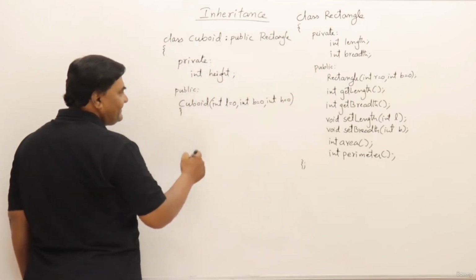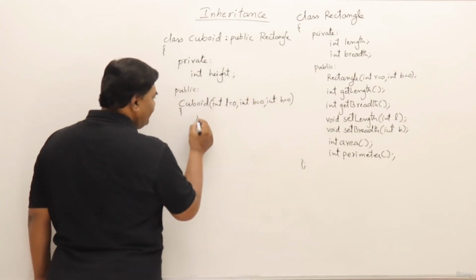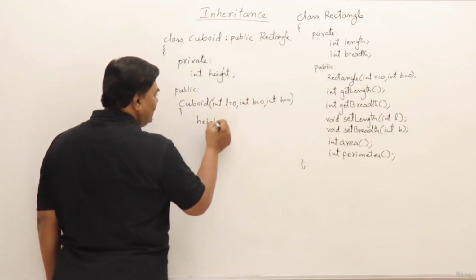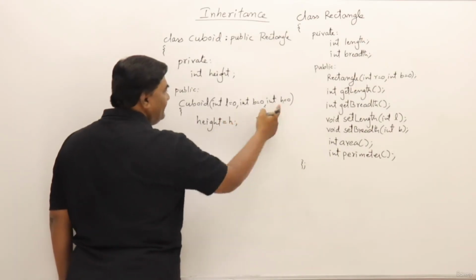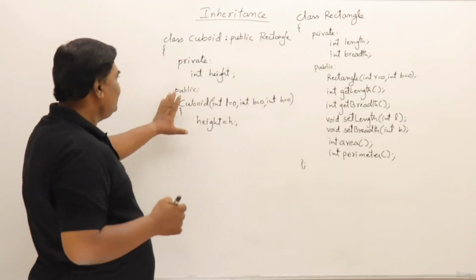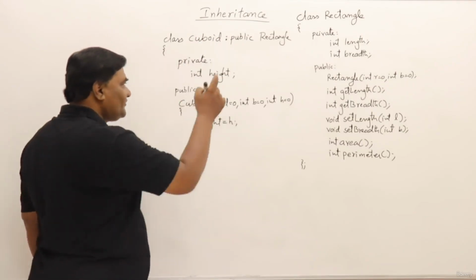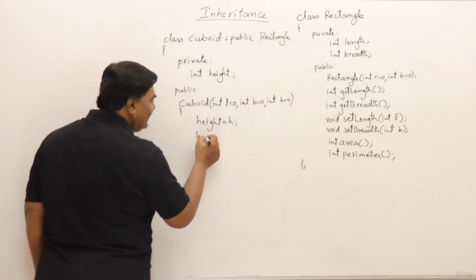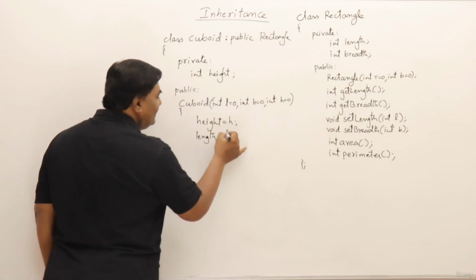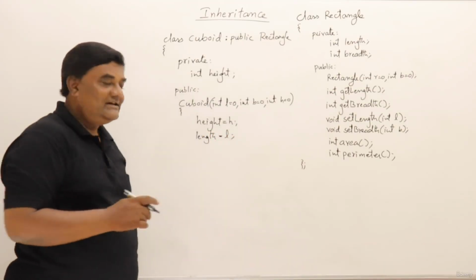See, this constructor has to set the length and breadth and height. So first of all, I will set the height. Height assign h because that is its own member. Then what about length and breadth? That doesn't belong to cuboid, that are coming from rectangle. So can it directly access length assign L? No, it cannot access. Then how should it access that one?